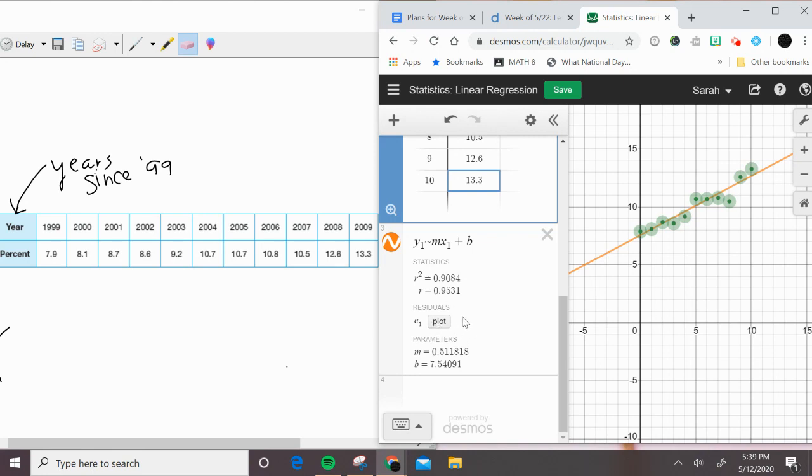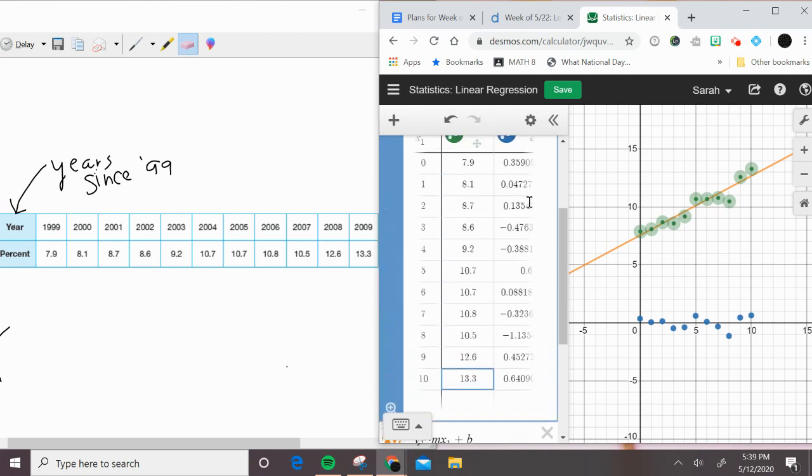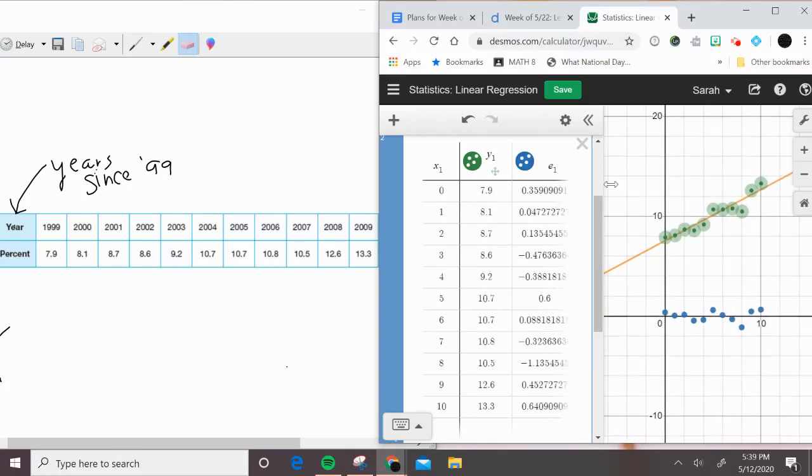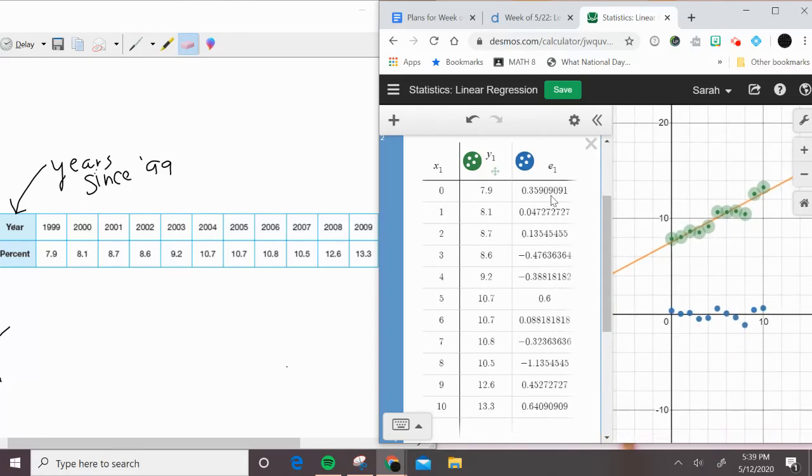The really nice thing about this as well is it also gives you the residuals. So if you click plot, it'll add this new column into the table. And so it tells you the residuals for each of these. So in 1999, we were 0.35% above average. In year 1, we were almost exactly on average. We were 0.04% above average.